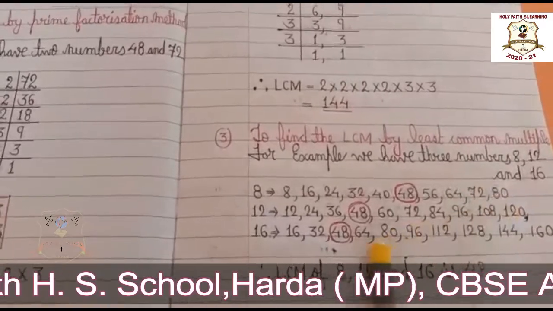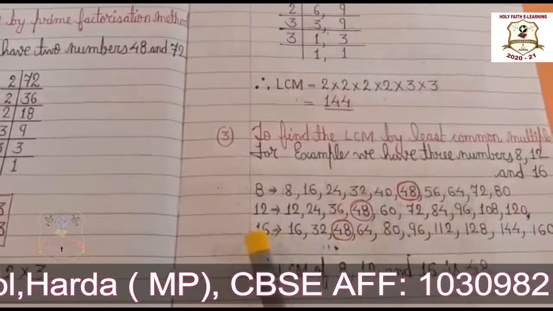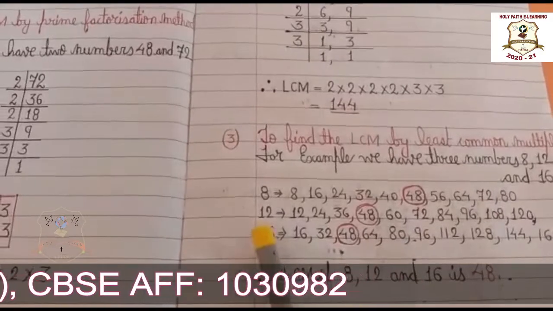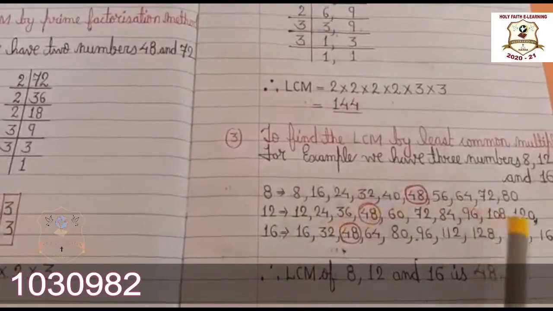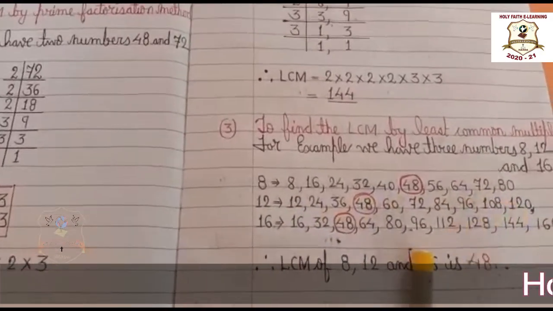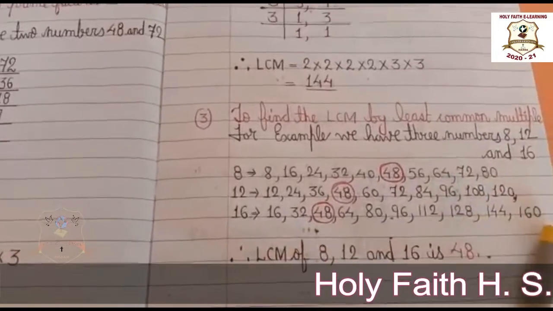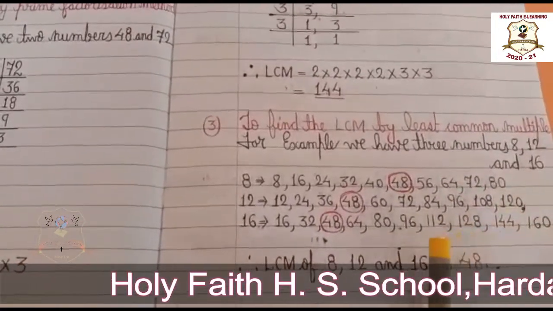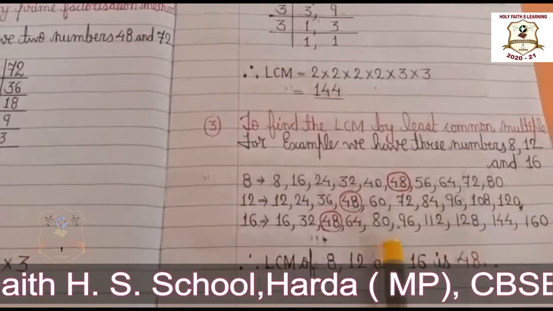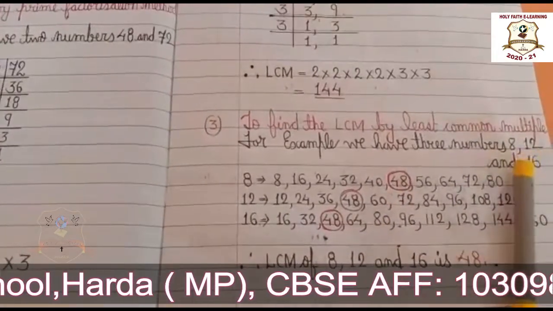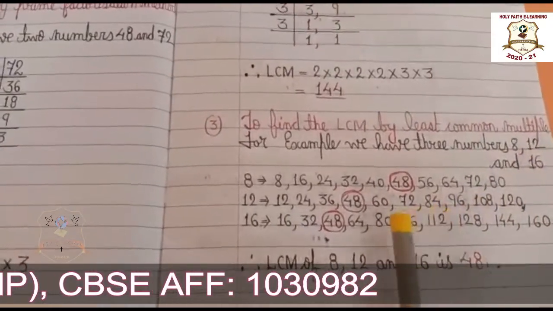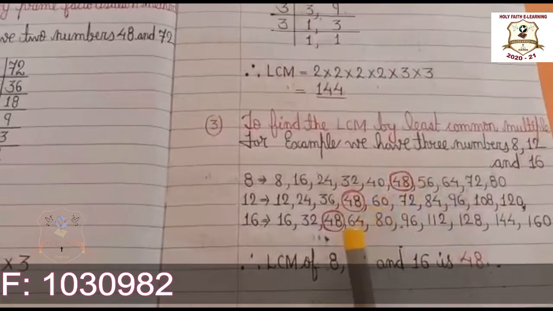Understood, na? Same here for the table of 12 also. The table of 12, we start from 12 1s are 12 up to 12 10s are 120, and same here for the 16 also, beta. Okay, now our next step is to find the common multiple. Common multiple. So what is the common multiple?